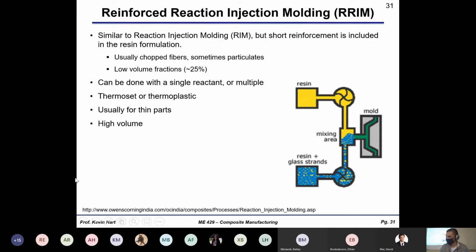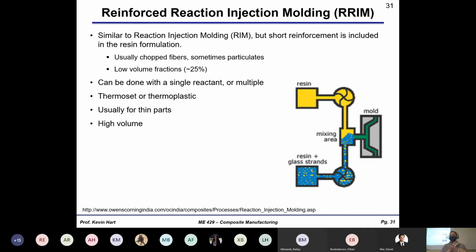Well, let's talk about what this is useful for. Usually thin parts, high volume parts, okay? Reaction injection molding, almost always thin, high volume production parts, all right? So think of a car hood as a good common example, all right? Very thin, repeatable structures, high volume, that would be something that you would see.